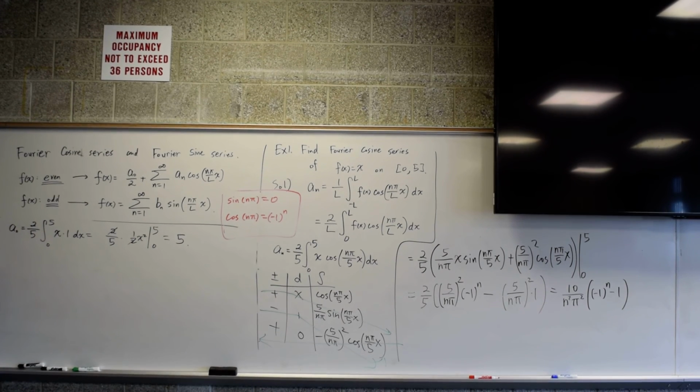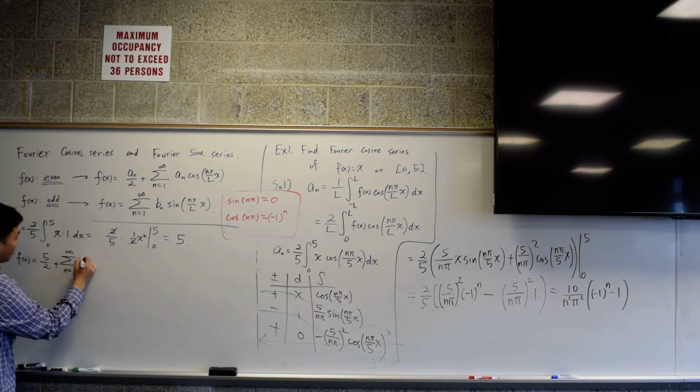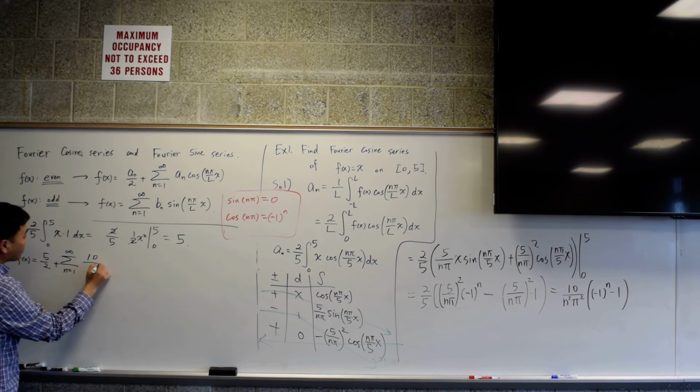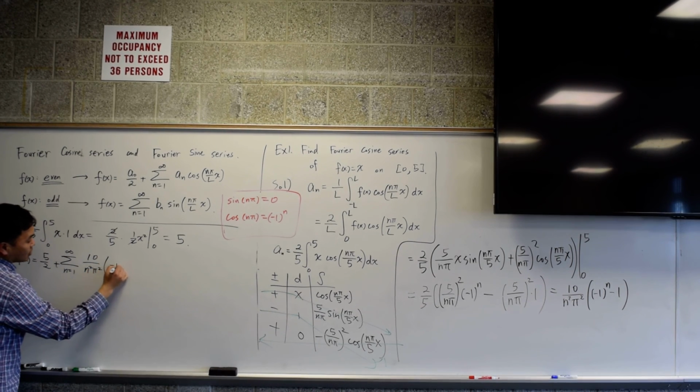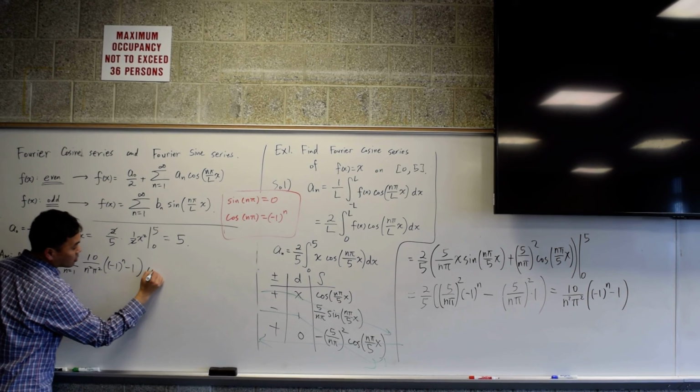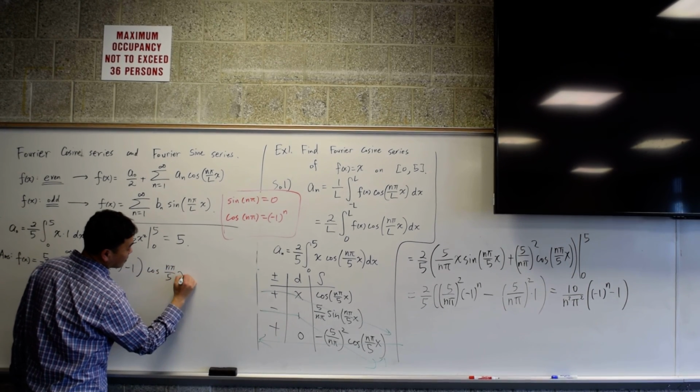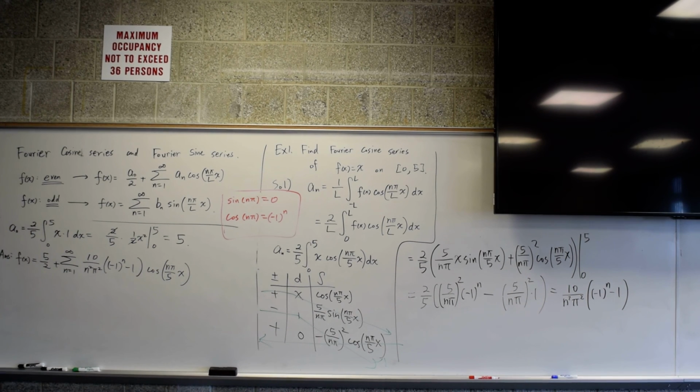And therefore, putting it all together, what is the answer? Answer is f of x equals a0 over 2. So you put 5 over 2 plus sigma n from 1 through infinity. And you have an, which is, what's an? An is 10 over n squared pi squared, negative 1 to the n minus 1, cosine n pi over 5 x. Okay, so that is the Fourier cosine series of the function given.